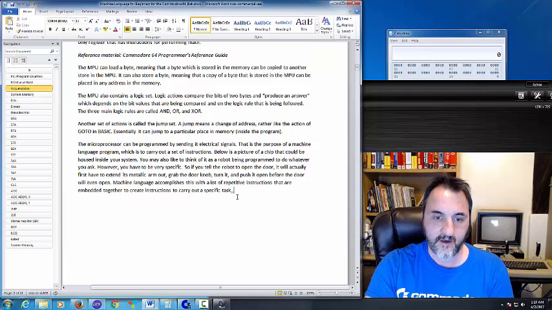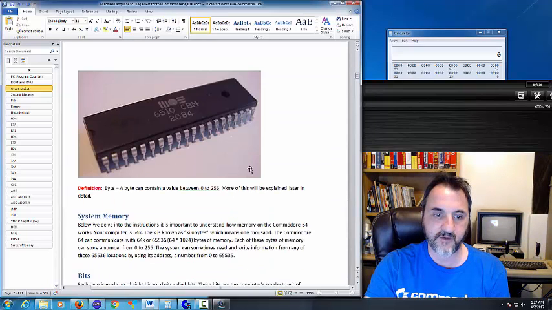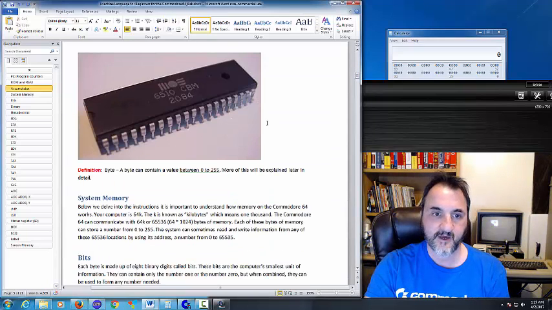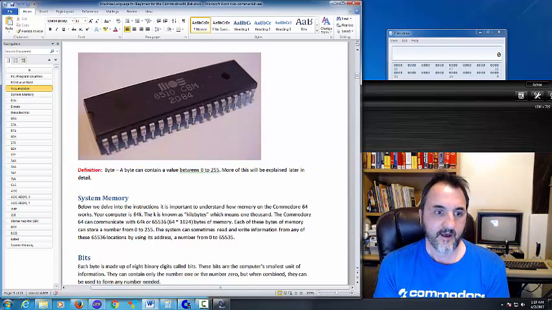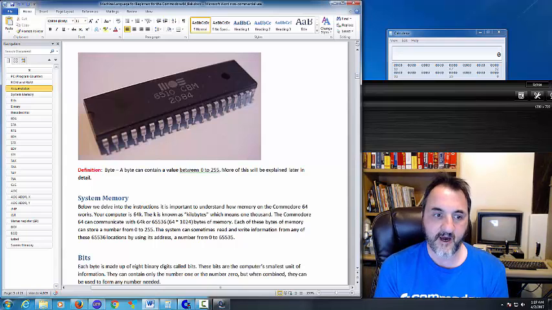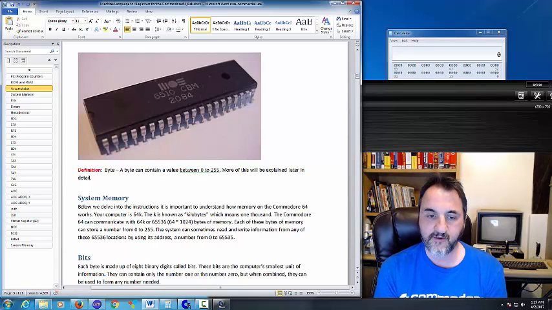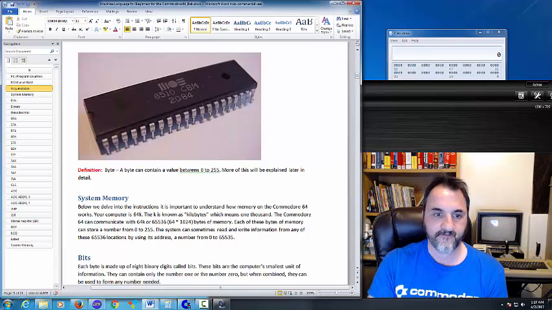And down below here is the picture of the chip I was talking about. That's the MPU. Also, since I talked about byte, I had put a definition for a byte. A byte contains a value between 0 and 255. More of this will be explained later in detail.